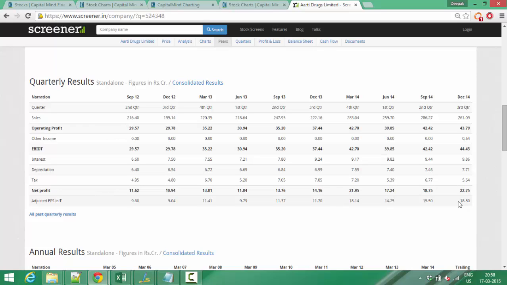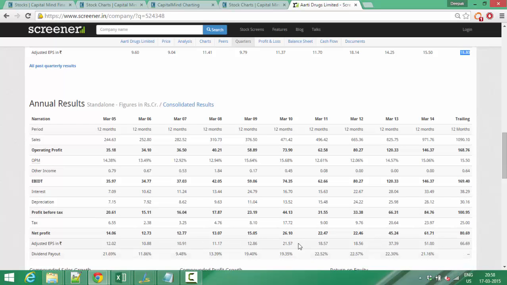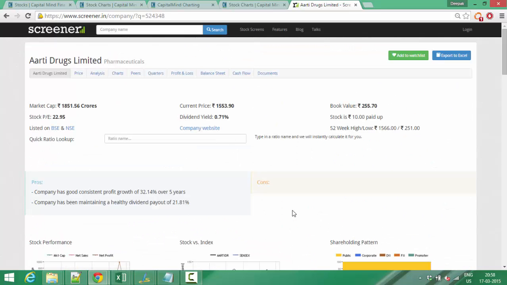EPS goes to 18 or 19, a 70-75% increase in EPS. We've seen fairly steady growth, an 8x increase in 10 years on profits. In fact, from March 2014, over 12 months, we're already seeing a trailing 12-month increase of about 25%. So the EPS growth is justifying the PE.